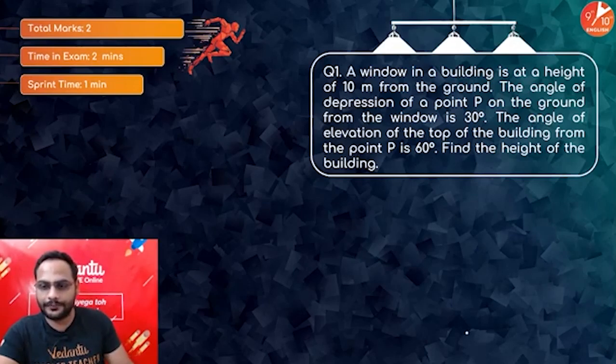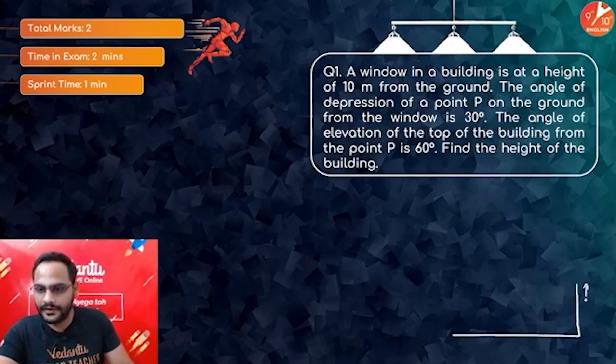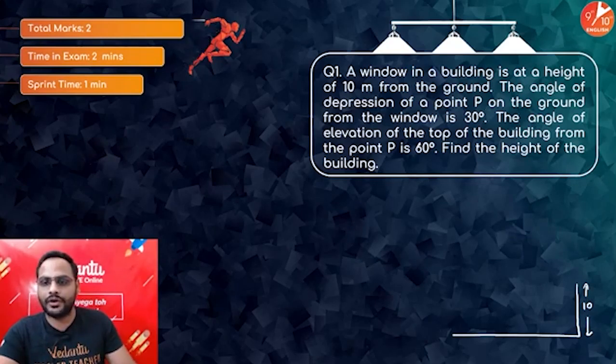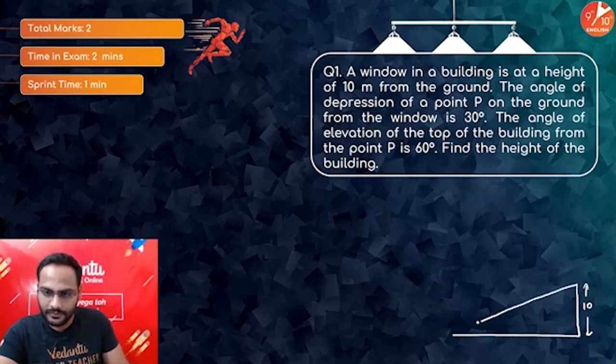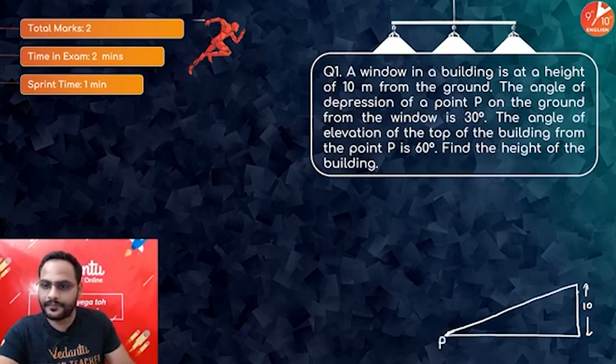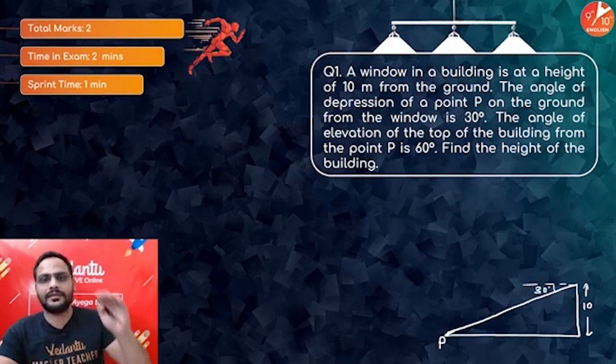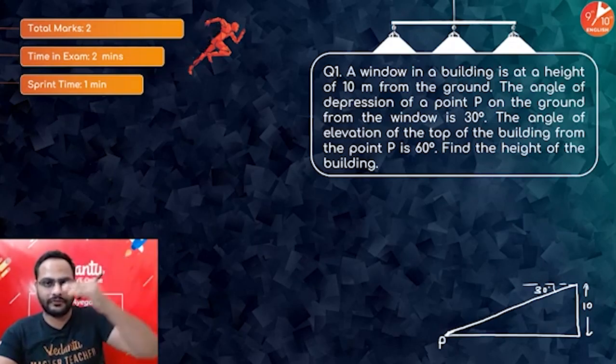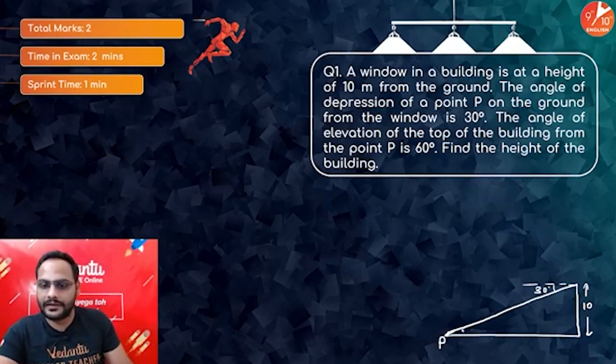So what the question is telling you, suppose this is the ground. Window is at a height of 10 meters. So let's say at this height we have our window. The angle of depression of a point P on the ground from the window is 30 degrees. So the angle of depression from the window to a point on the ground, let's say here we have point P, is given as 30 degree. As you all know, the angle of depression is the angle between the horizontal line from the observer at the window and the line of sight. So if that angle is 30 degree, this angle will also be 30 degree, interior alternate angle.